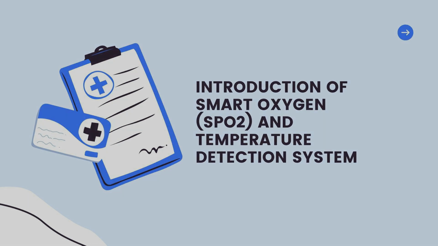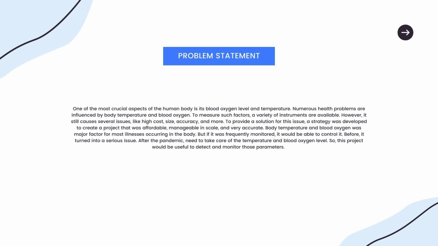For the problem statement, in general the most crucial factors of the human body are the blood oxygen level and temperature. Numerous health problems are influenced by body temperature and blood oxygen. To measure such factors, a variety of instruments are available, but there are still several issues such as high cost, size, accuracy, and more. To provide a solution for this issue, a strategy was developed to create a project that is affordable and measurable in scale.